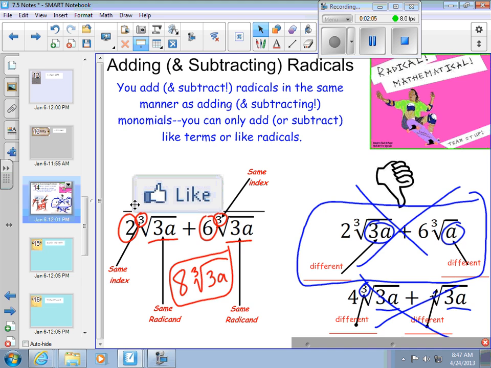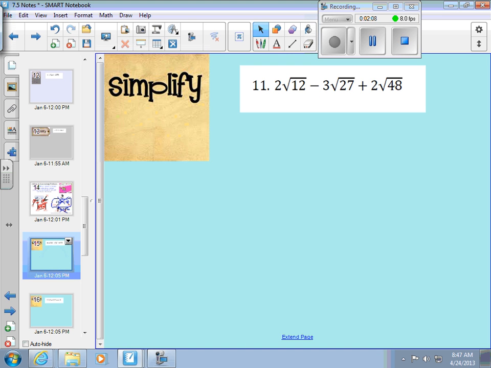Let's look at an example on your note sheet. Number 11. They want us to add or subtract these radicals here. Now notice first that all of them are just square roots. There's no index for any of these, so they're all square roots. That's good. The problem here is none of our numbers right now are the same. 12, 27, 48. We need that number under the square root to be the same in order to add those together. And right now they're not. So right off the bat, it appears maybe we can't add or subtract or do any simplifying here.